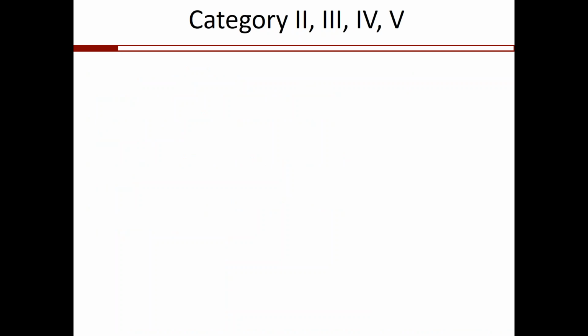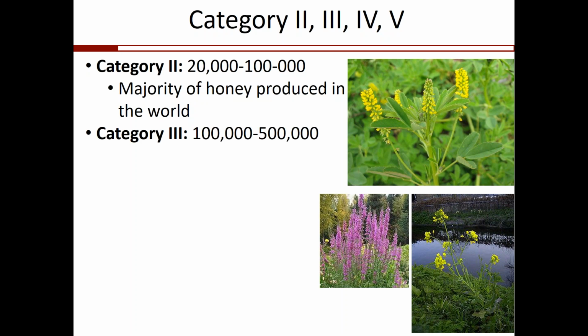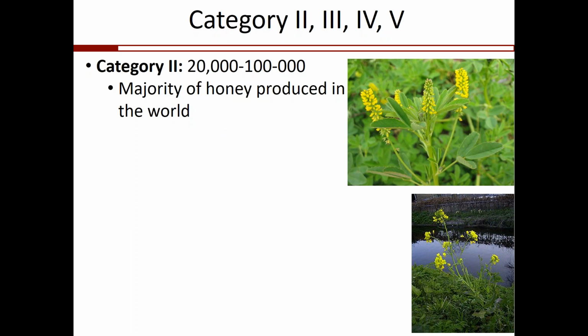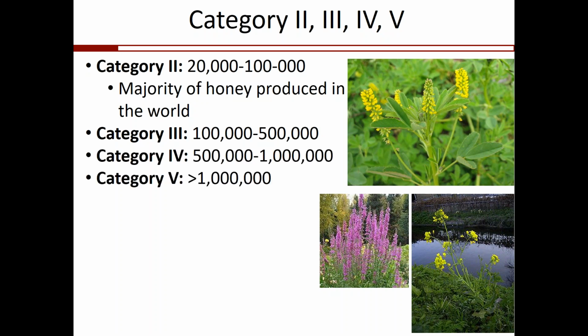Then we have categories 2, 3, 4, and 5 honey types. Category 2 honey types would be between 20,000 to 100,000 pollen grains, and most of the honeys produced in the world will fall into this category. That would be your clovers, and some of your mustards are also going to be in this category. Category 3 pollen types, your purple loosestrife, will be between 100,000 to 500,000 pollen grains.